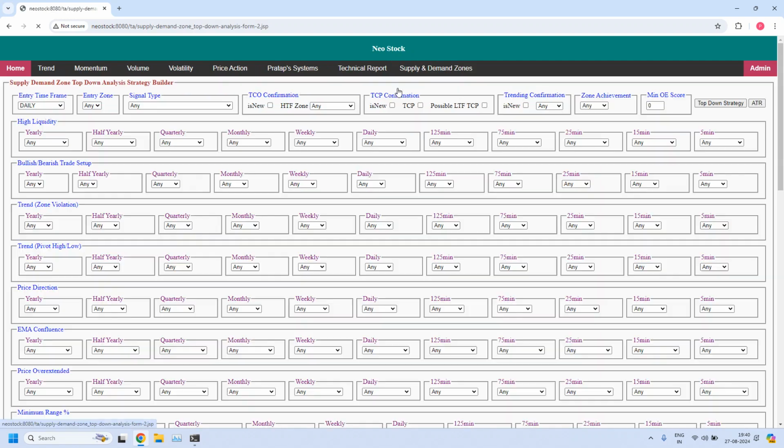Okay, the next one is daily income trade, bullish trade setup. For daily income trade, entry time frame is 15 minutes, entry zone is demand zone. In bullish or bearish trade setup at 15 minutes, I am selecting bullish.